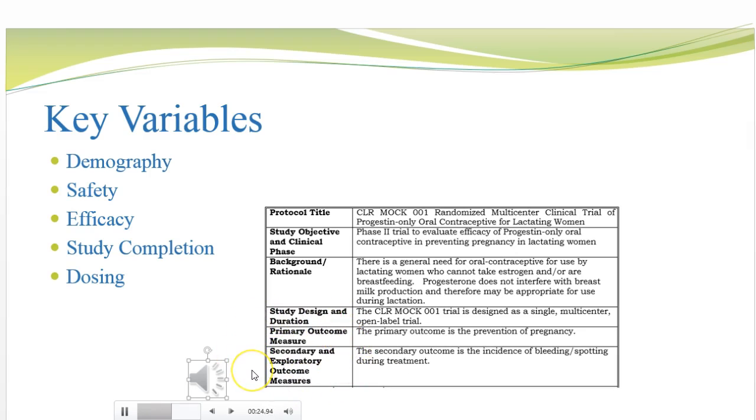So in this example, our primary outcome measure or efficacy measure was the prevention of pregnancy, and the secondary measure was the incidence of bleeding or spotting during treatment. Your safety data also is typically going to include your lab data and your adverse event data. So key variables, you want to be thinking about those at every stage of the process.